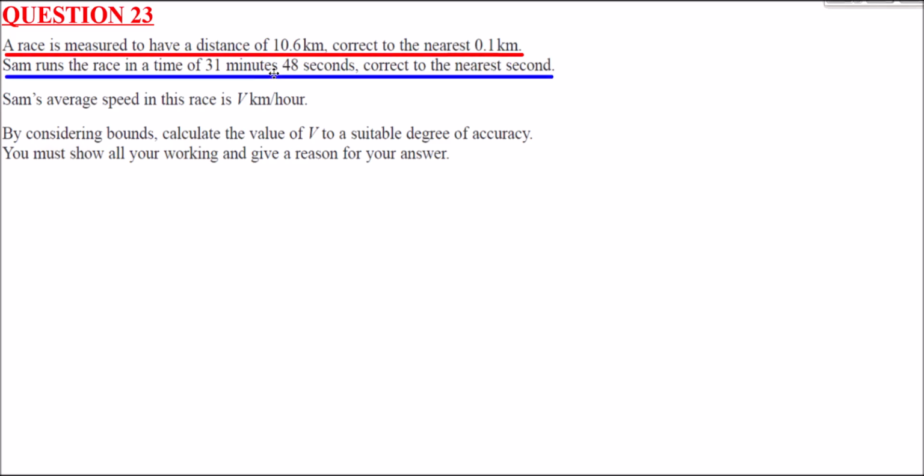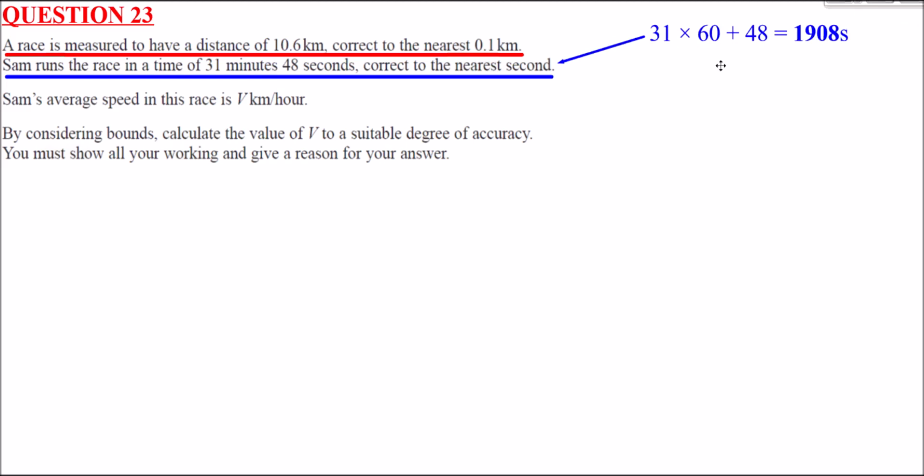However, if you notice about the time, it says it's correct to the nearest second, but here we've got a mixture of minutes and seconds. So what we need to do first of all is convert this into purely seconds. There's 60 seconds in each one of those 31 minutes, so we've got 31 multiplied by 60, plus an extra 48. So the total time in purely seconds is 1,908 seconds.